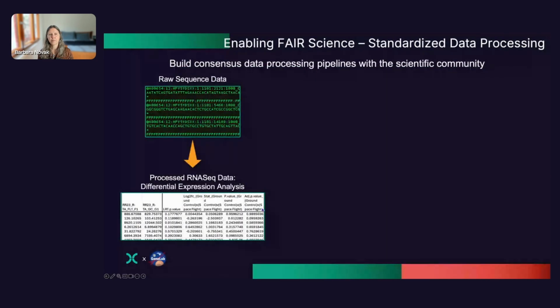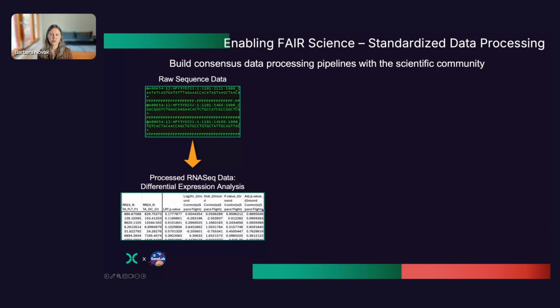So the next step in enabling FAIR science is standardized data processing. And that's building consensus data processing pipelines with the scientific community. What we want to do is ensure that users of all skill types can access the data.